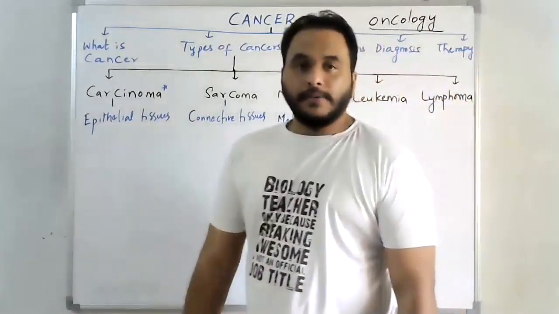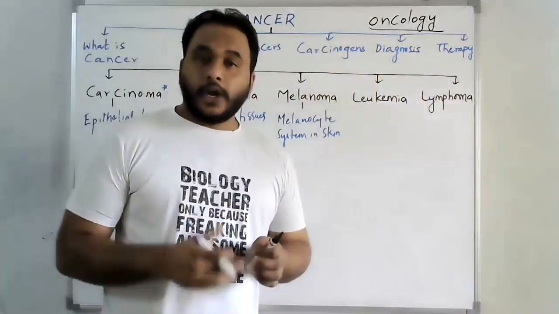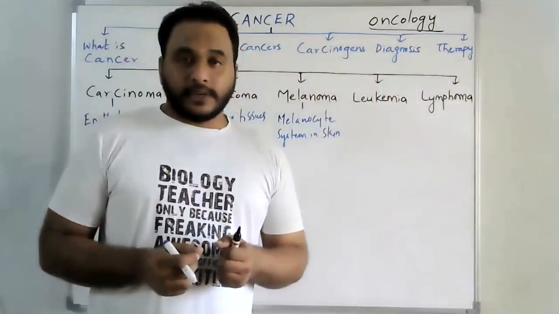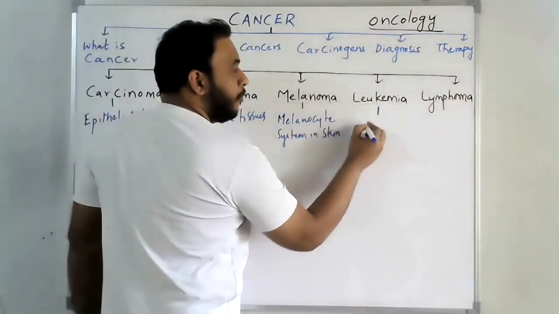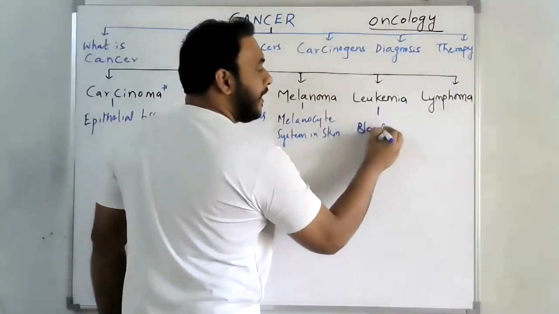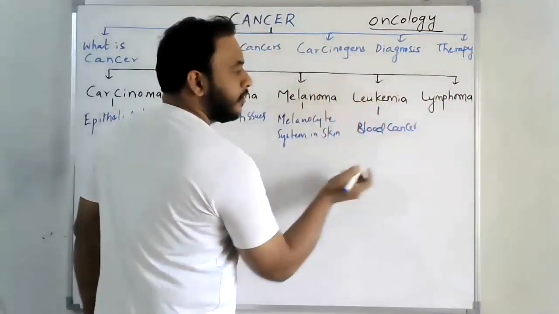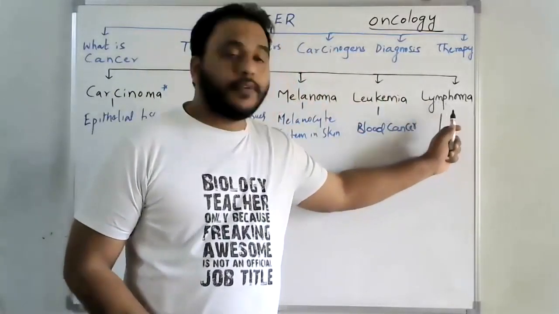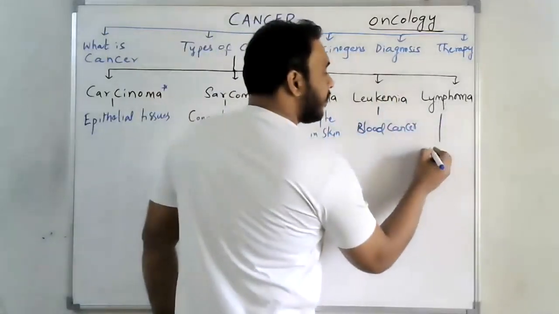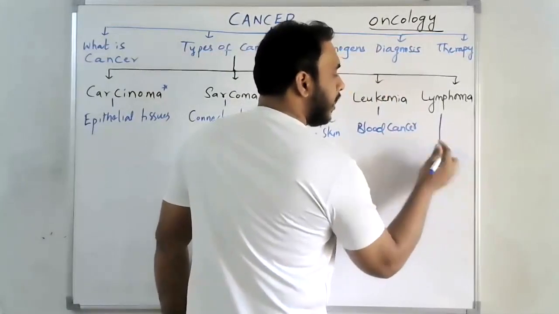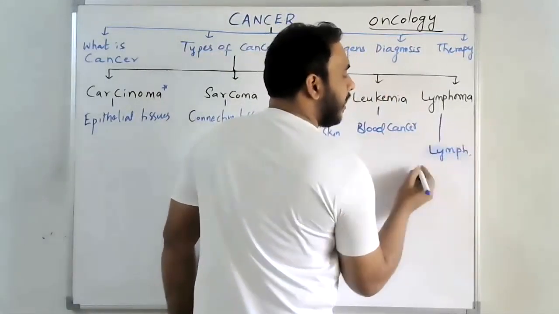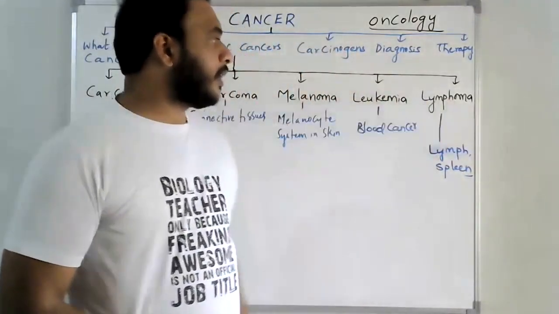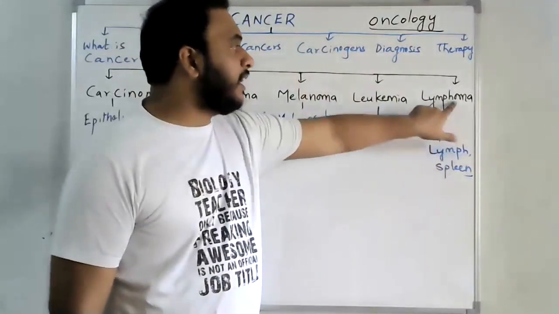Next, leukemia. Leuco means white blood cells, right? Leukocytes, white blood cells. Leukemia is termed as cancer of WBC, or this is normally called blood cancer. And lymphoma means it is the cancer of the lymph nodes and the spleen gland. Cancer of lymph nodes as well as spleen is termed as lymphoma.